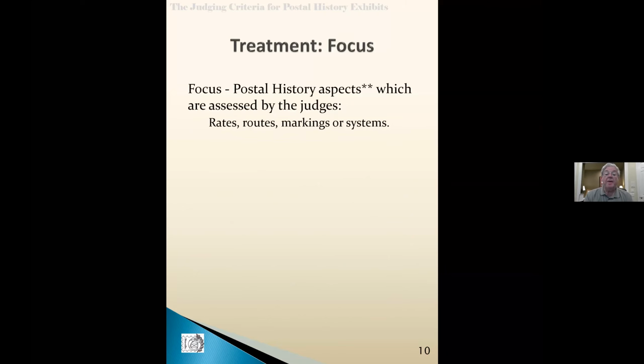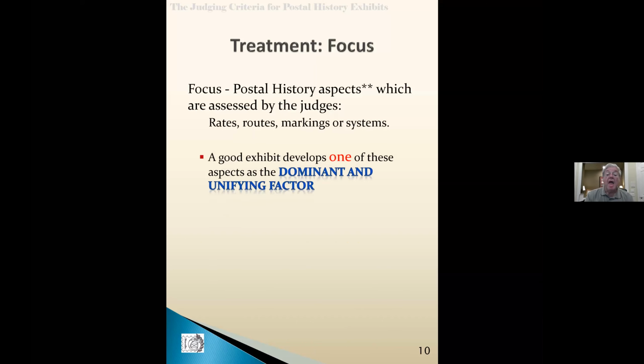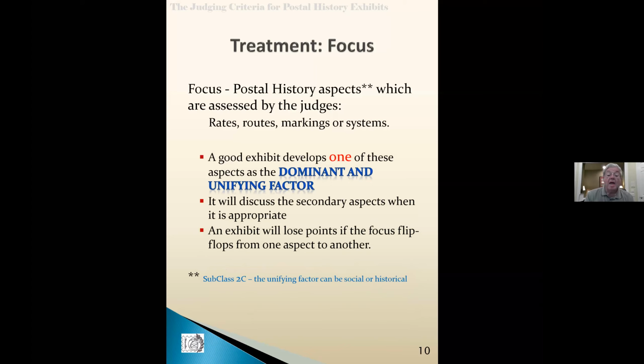Postal history aspects which are assessed by the judges: rates, routes, markings, and systems. These are the main focus areas that the judges look at. A good exhibit develops one of these aspects as the dominant and unifying factor. It will discuss a secondary aspect when it is appropriate. An exhibit will lose points if the focus flip-flops from one aspect to another.